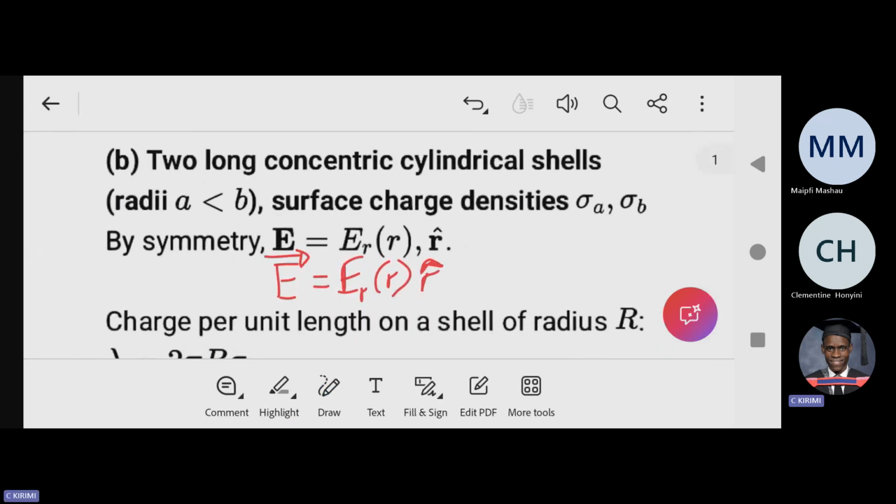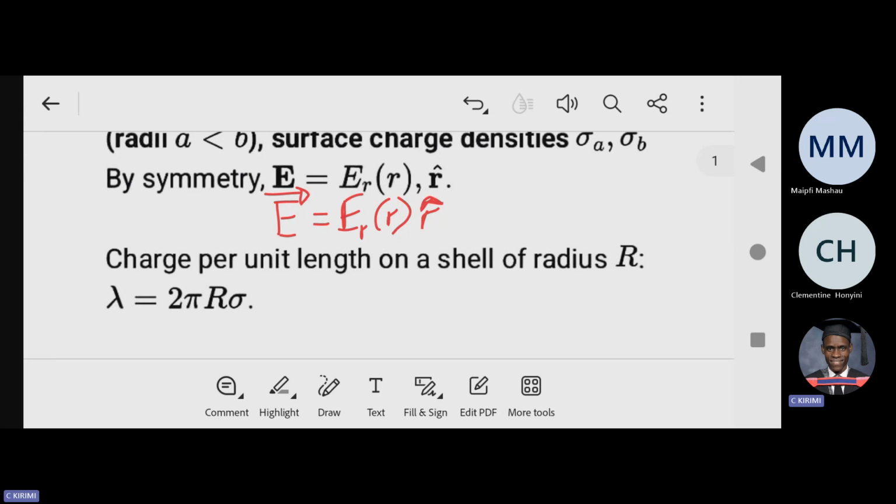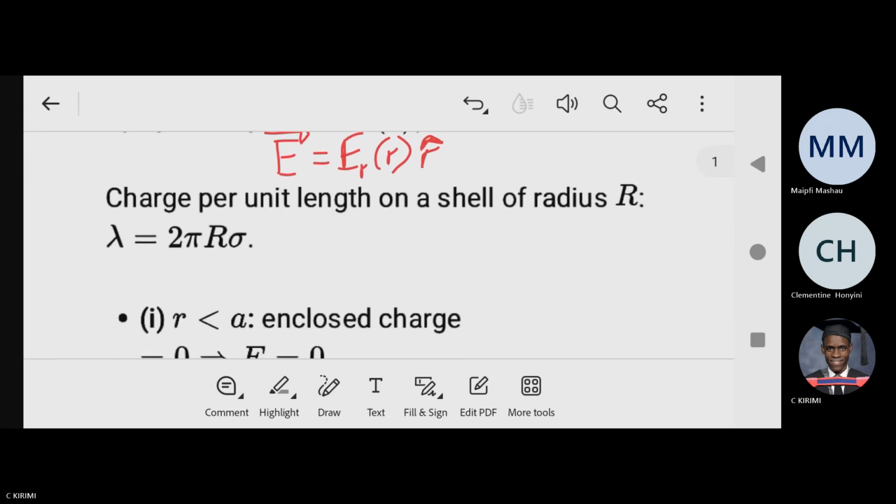R, unit vector. So the charge per unit length on a shell of radius R, the charge per unit length on a shell of radius R, where lambda is equal to 2 pi R multiplied by the charge density.